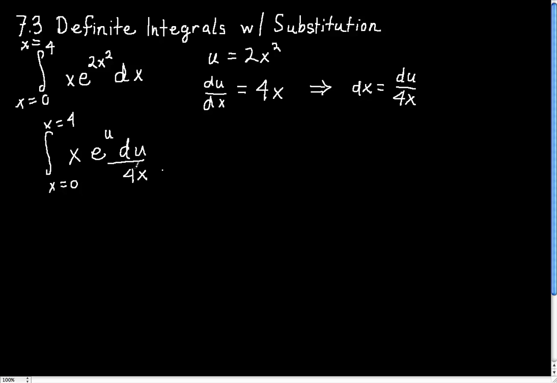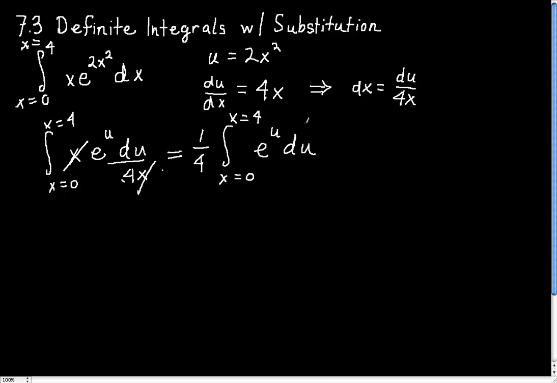Here's the good thing that happens: this x cancels with this x. That's what I meant when I said this looks enough like 4x for the x's to cancel, and then I end up with something that I can integrate. So if I cancel the x's with one another, and I treat this 4 in the denominator as a 1/4, and constants can move through integral signs, so I bring it out front. I get 1/4 times the integral from x equals 0 to x equals 4 of e to the u du.